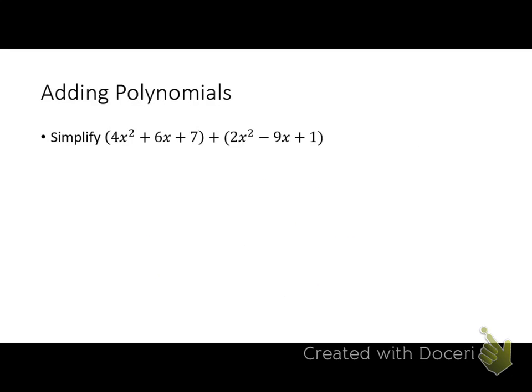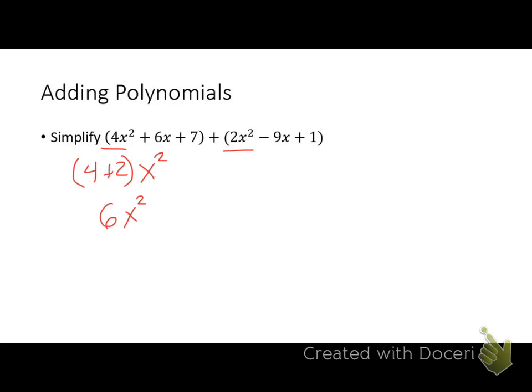When I want to add polynomials together, what we're simply going to do is identify like terms and combine all of the like terms together. Okay, so I have a 4x squared and a 2x squared. So that's going to be 4 plus 2, and the x squared will go on the outside of the parentheses. Okay, and so if you want to go ahead and finish up that part, 4 plus 2 is 6, so I have 6x squared.